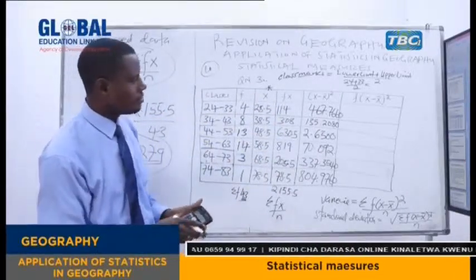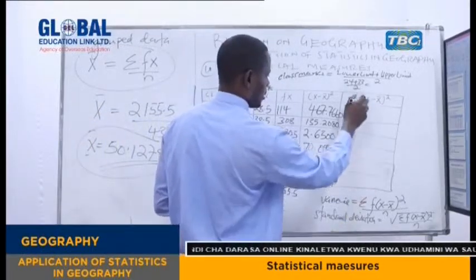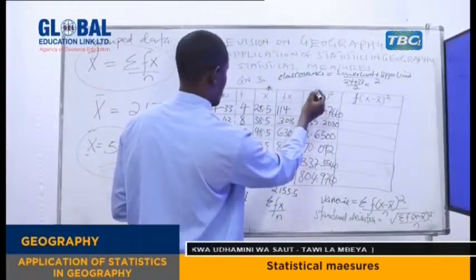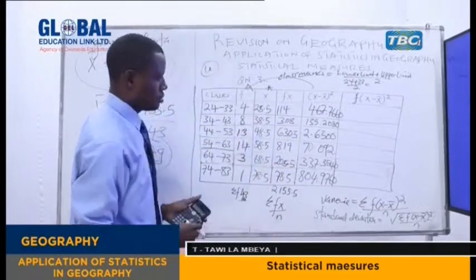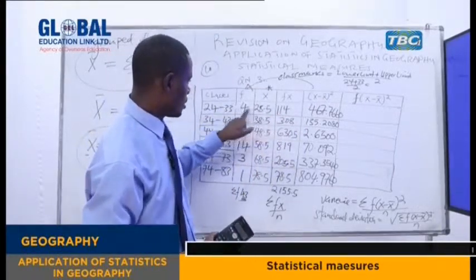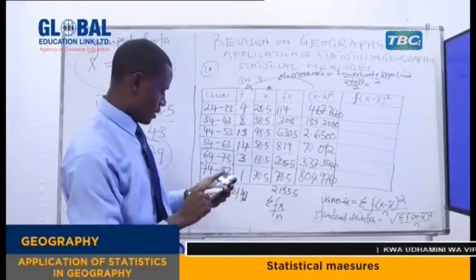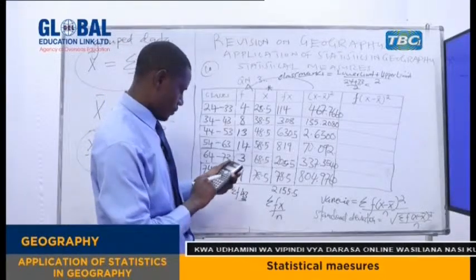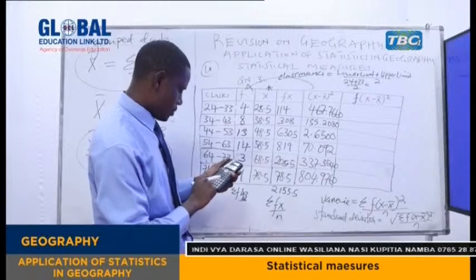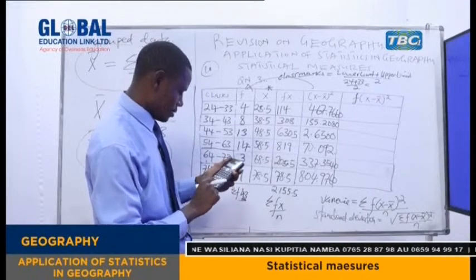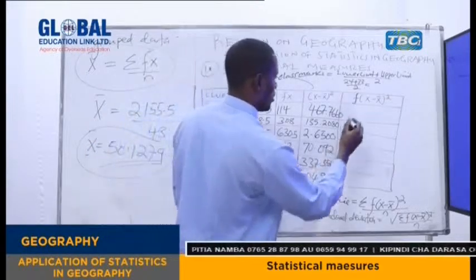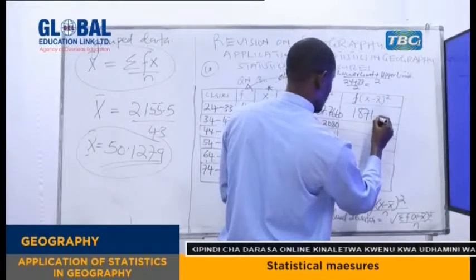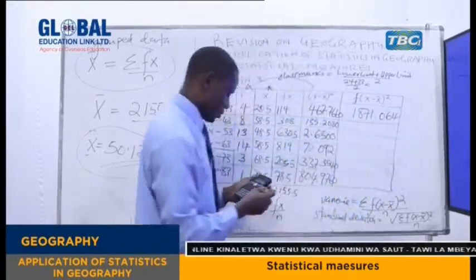What we do for that particular column, we are much interested with the next column, which is f times that particular group. So we take that f times that one. The first column will take 4 times that one. So we take 4 times 467.7660. Then we come up with 1071.064.